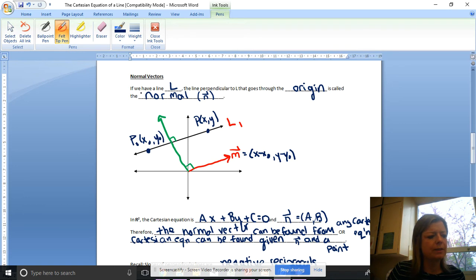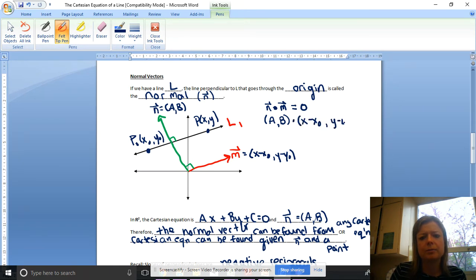All right, so we can call this the normal. I'm just developing a formula for you now. We know that the normal dotted with the direction vector has to be 0, since by definition they are at right angles. So we're going to call the coordinates of the normal capital A, capital B. So we know that (A, B) dotted with (x minus x0, y minus y0) has to equal 0.